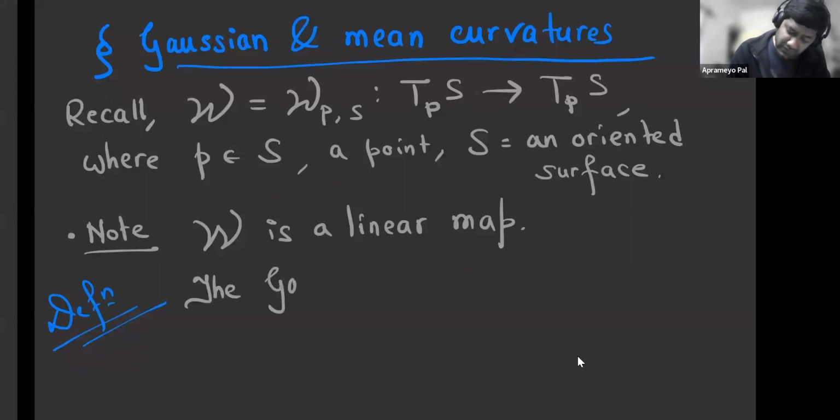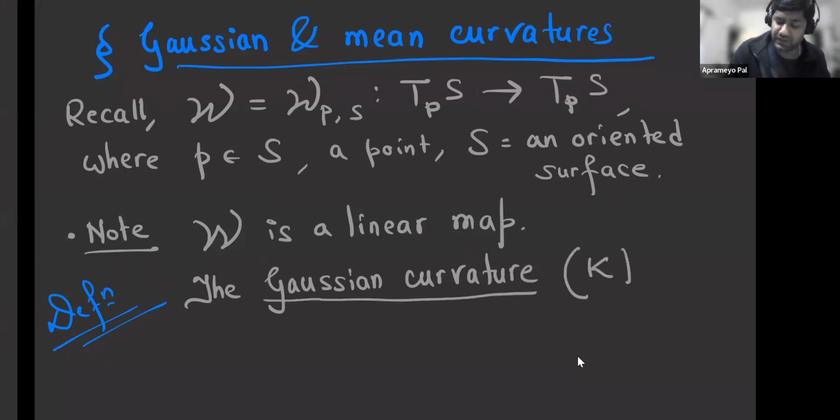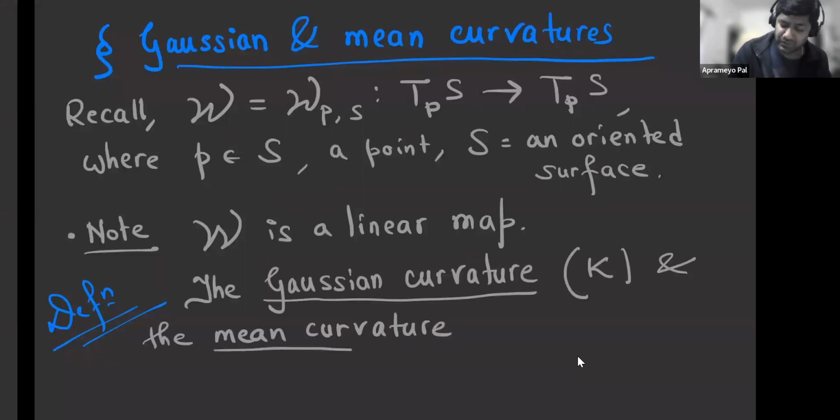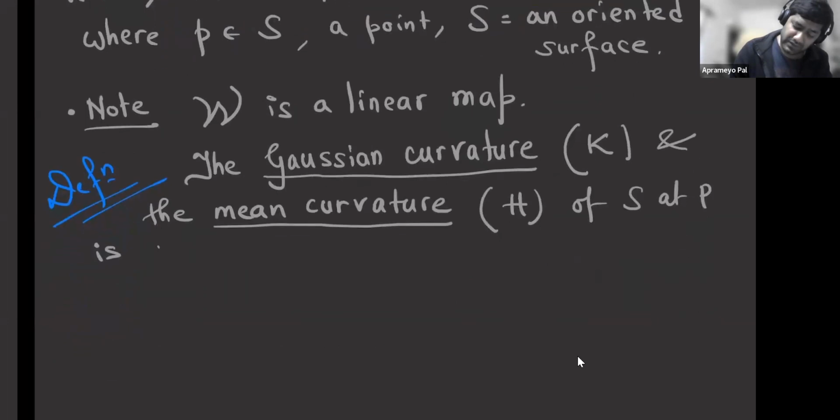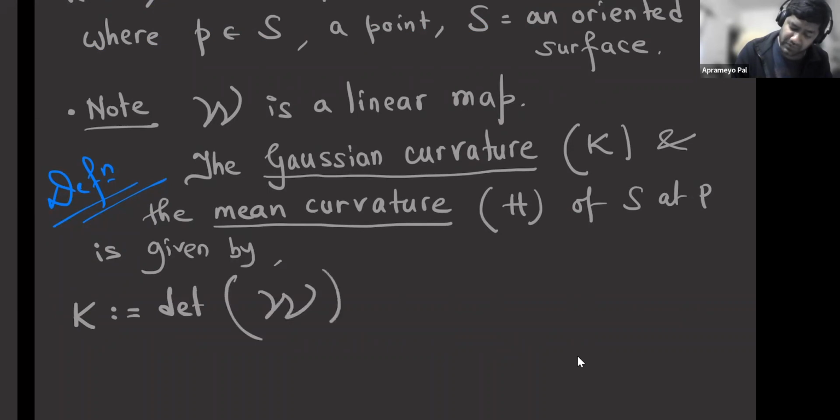So the Gaussian curvature, which people call K, and the mean curvature, which people call H, of S at P is given by, as I said, you define K to be the determinant of the linear map and H to be half of the trace of this linear map.